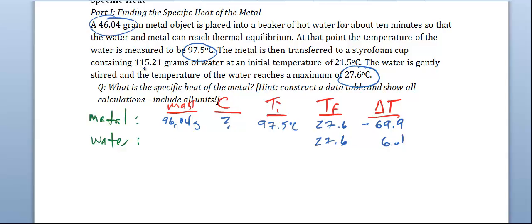And the mass of the water, it told us, was 115.21. We know the specific heat, 4.18 joules per gram Celsius. And the initial temperature of the water was 21.5. Okay, so now let me add a last column here. Let's calculate the heat. All right, so the heat that was released, or I'm sorry, absorbed by the water is MC times delta T. All right, so we just plug these numbers in now.